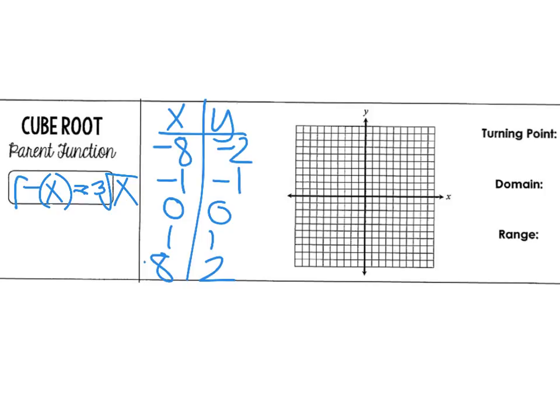All right. So let's graph these points. Negative 8. So we go to the left 8, down 2.